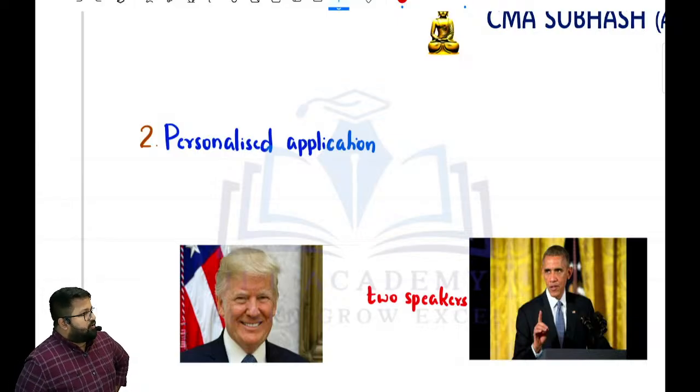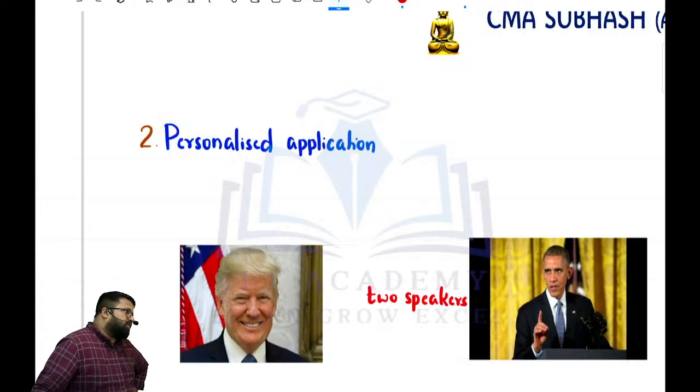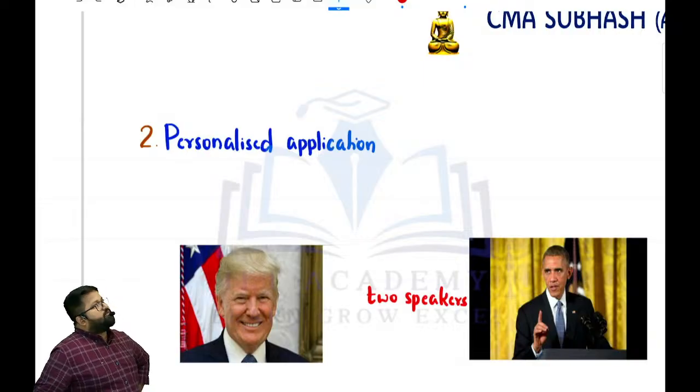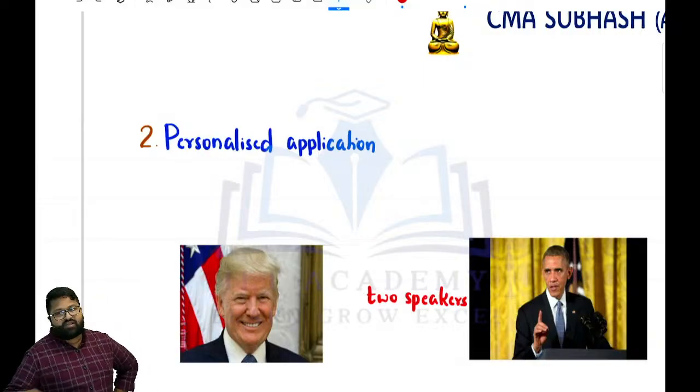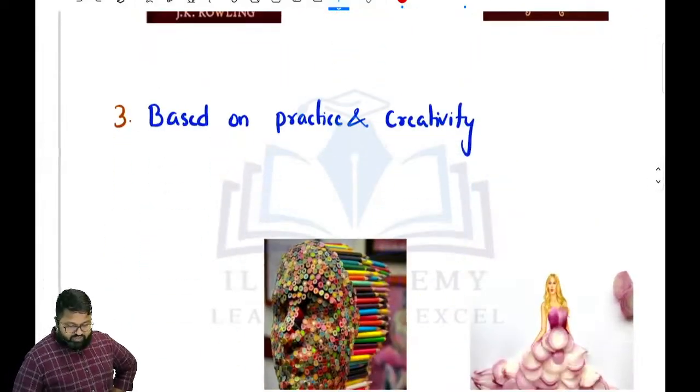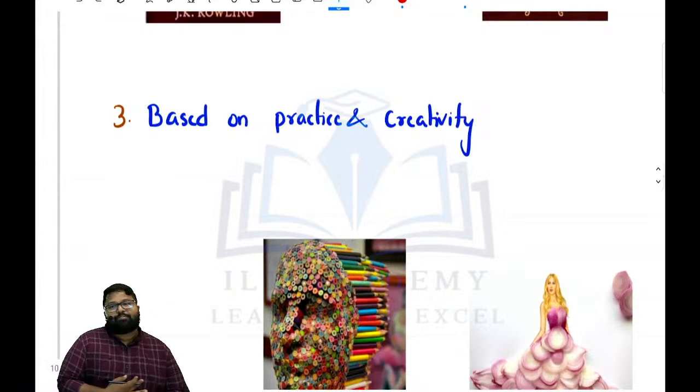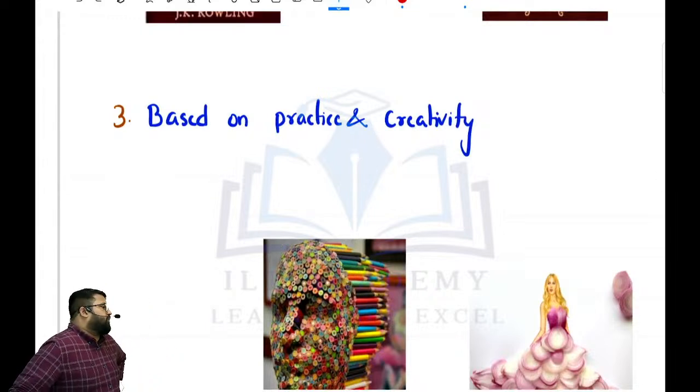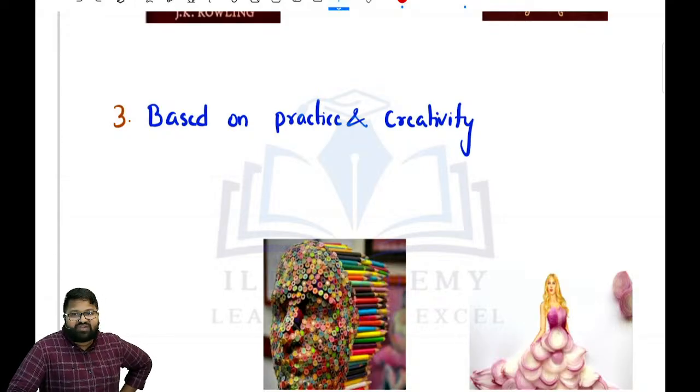Writing now? The main thing is that in the case of a theory subject, if you want to get a good score, the side heading should be perfect. If you alter them, marks will be altered. So write it by practicing regularly. And what is the third point, ma? Based on practice and creativity. For art, the third point is based on practice and creativity.